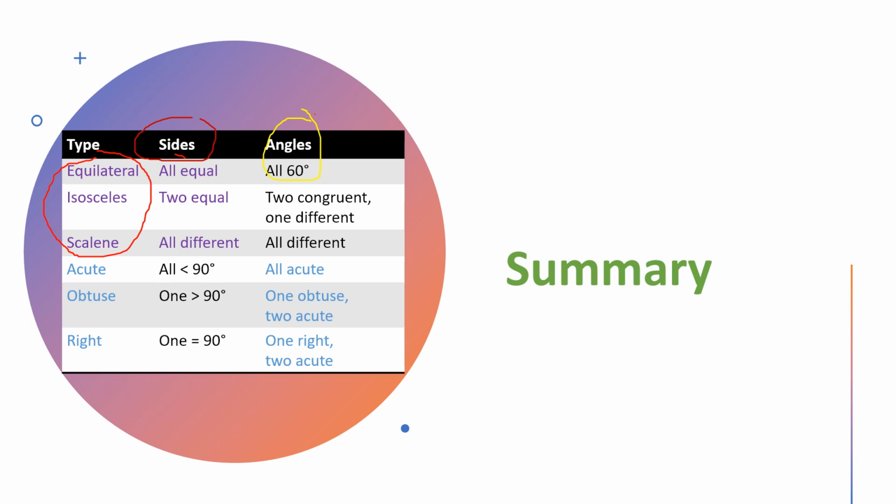And based on angles, we classified again further into three types. What are those? Acute, obtuse, and right. In the acute, all angles are acute. In the obtuse, one is obtuse. In the right angle triangle, one is right. Of course, the remaining are acute angles. This is a summary of it.